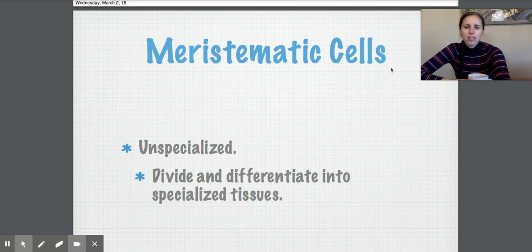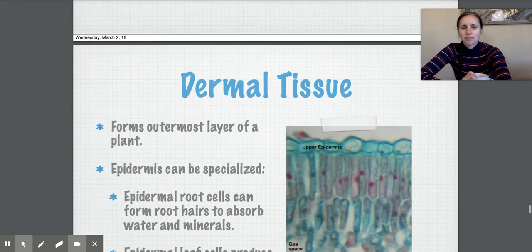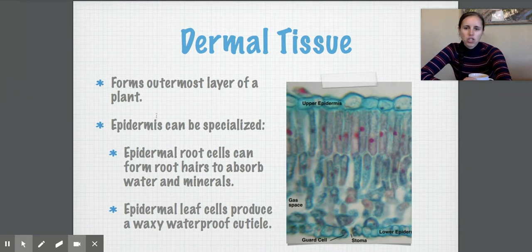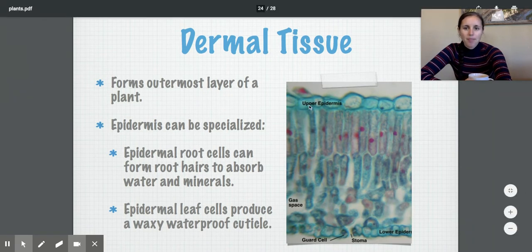Let's talk about meristematic. They are unspecialized, and they can divide and differentiate into specialized cells. So if we were going to liken this to a human's tissue or a human cell, we would say these are like the stem cells. So these are the unspecialized parts of the plant that can grow and differentiate into whatever area the plant might need.